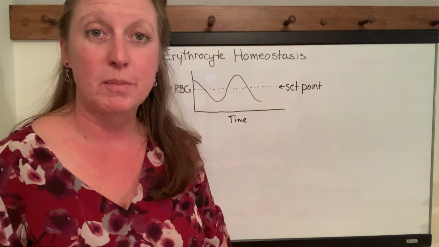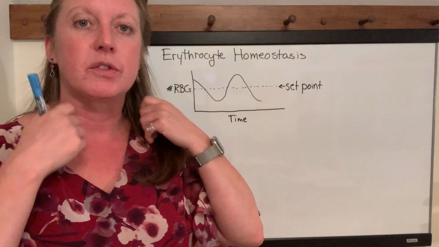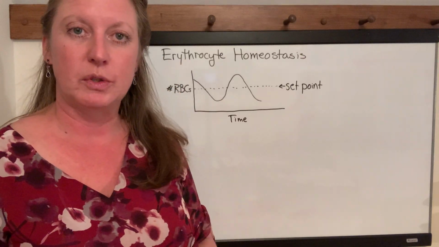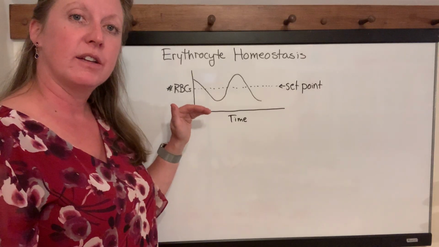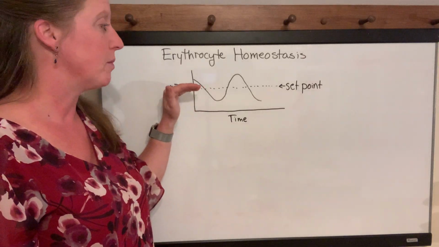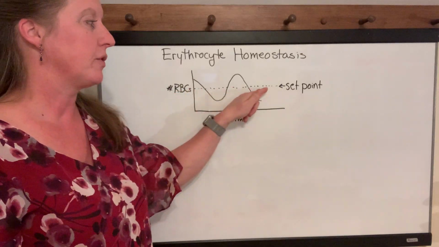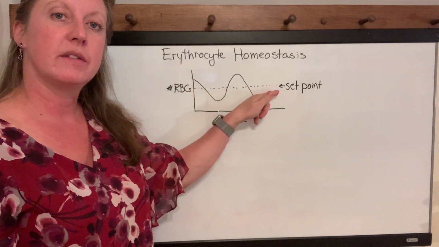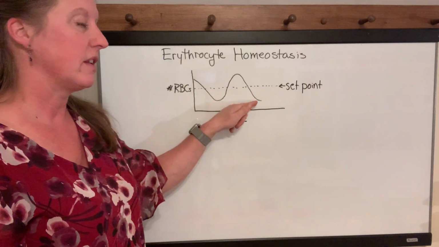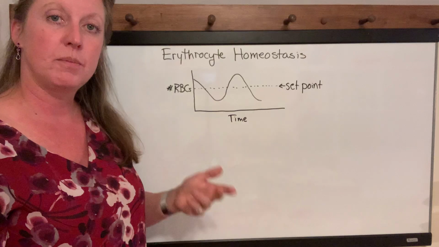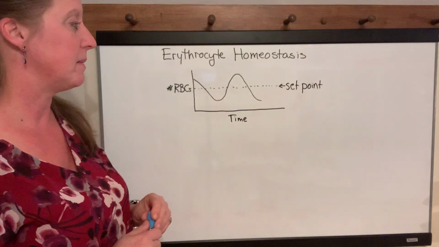Hello, this video is about erythrocyte homeostasis. The number of erythrocytes, or the percentage of erythrocytes, also known as your hematocrit, is maintained by negative feedback in a homeostatic manner, meaning that there is a set point for the number of erythrocytes that you should have in your blood, but the actual number of erythrocytes fluctuates around that set point and is controlled by negative feedback.